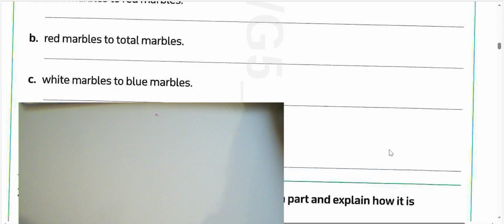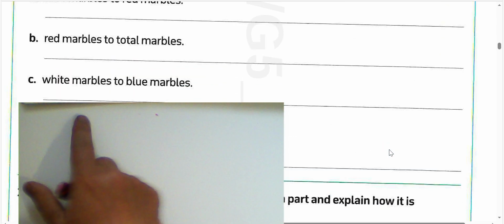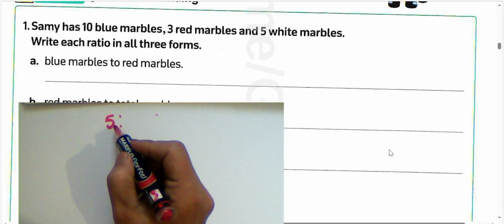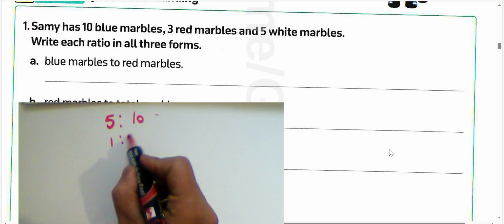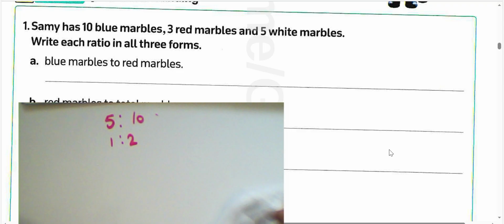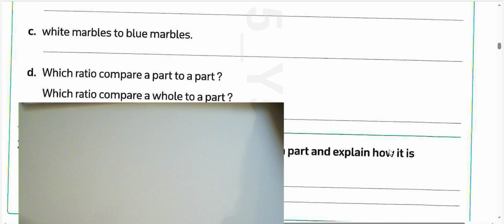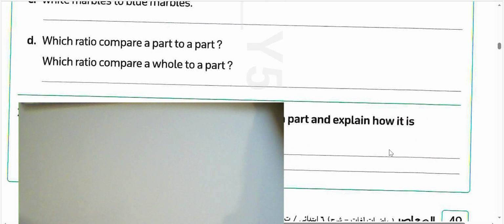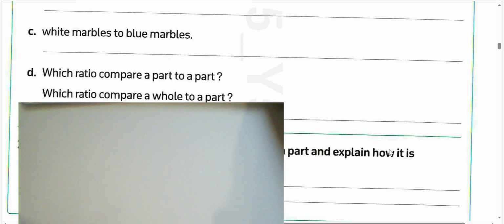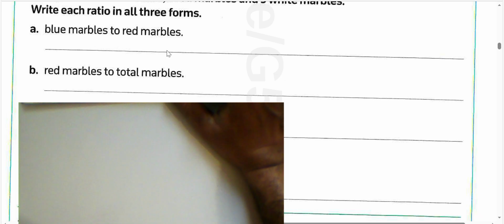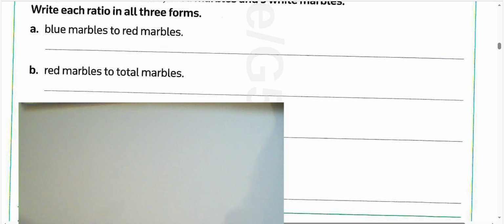White marbles to blue. What's the white? We have white 5 and blue was 10. 5 to 10 will be 1 to 2, half. The ratio here will be 1 to 2. Which ratio compares a part to part and which ratio compares whole to part? Part to part, right? Yes. Red marble to blue or blue to red. And here, part to the total number, red marble to the total number.